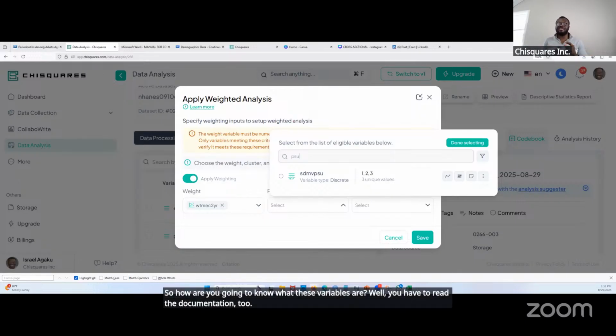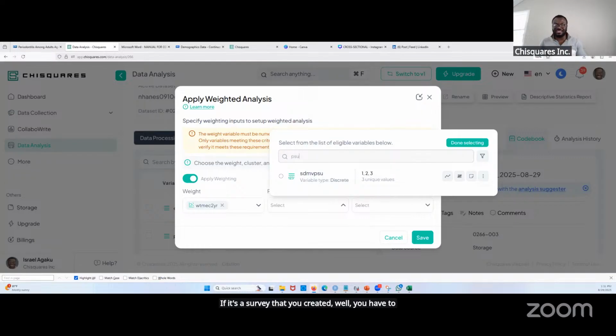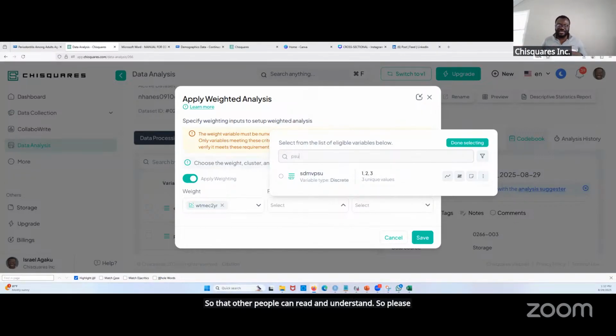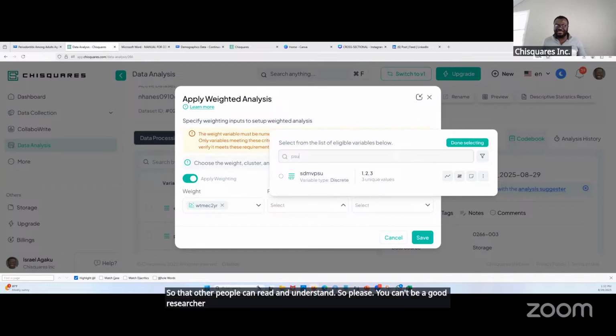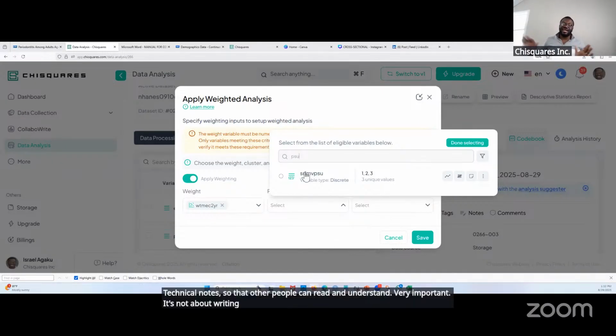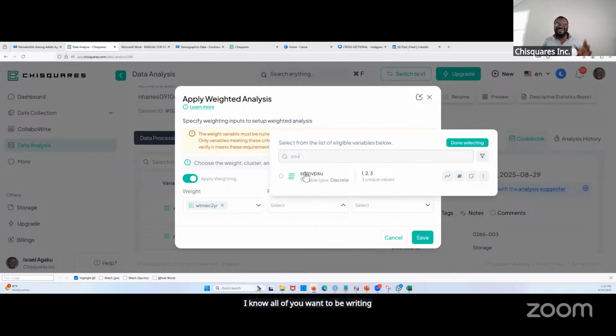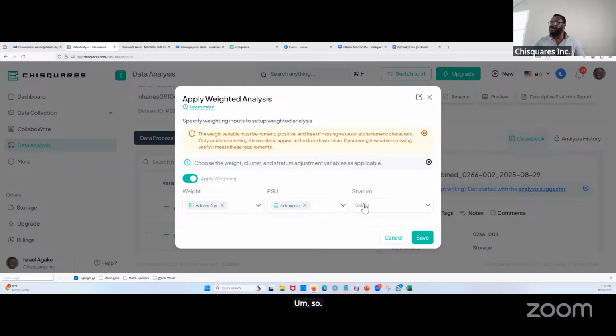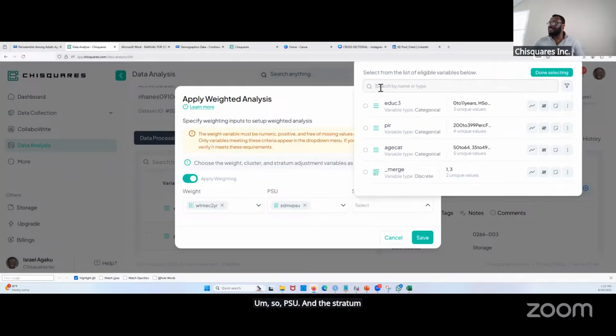If it's a survey that you created, you have to write the documentation well so that other people can read and understand. So please, you can't be a good researcher or a good scientist if you are not a good documenter. You have to be able to write good documents, technical notes, so that other people can read and understand. Very important. It's not about writing manuscripts only. I know all of you want to be writing manuscripts. Somebody has to also write technical documentation for other people to read. So PSU and the stratum is the stratum variable.